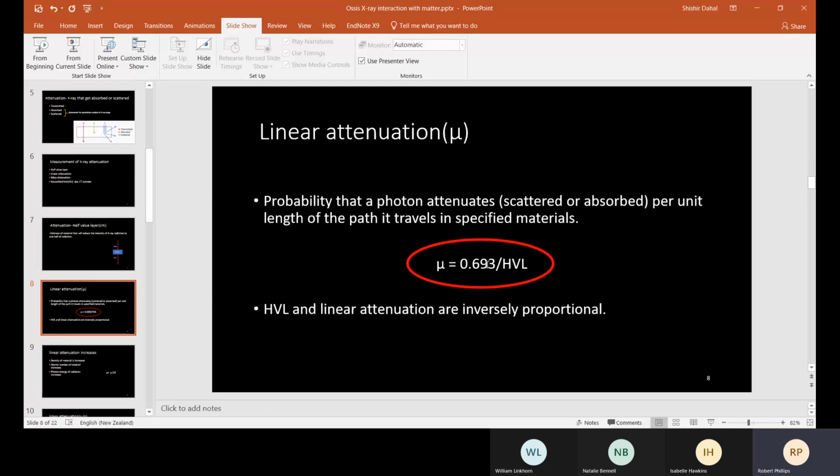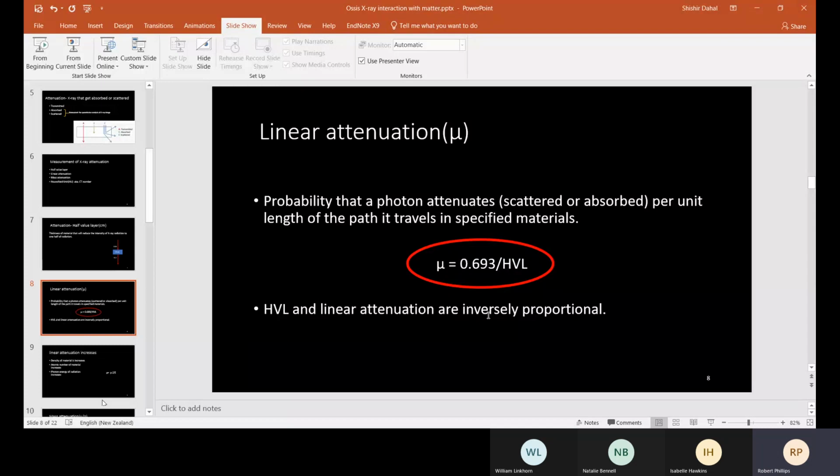We'll divide 0.693 by that half value layer. And as you can see here, half value layer and linear attenuation are inversely proportional to each other. So if half value layer increases, linear attenuation decreases. If it decreases, the linear attenuation increases. So is it clear? Are there any questions here?